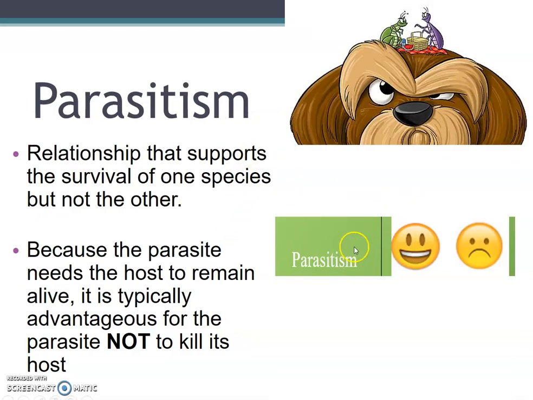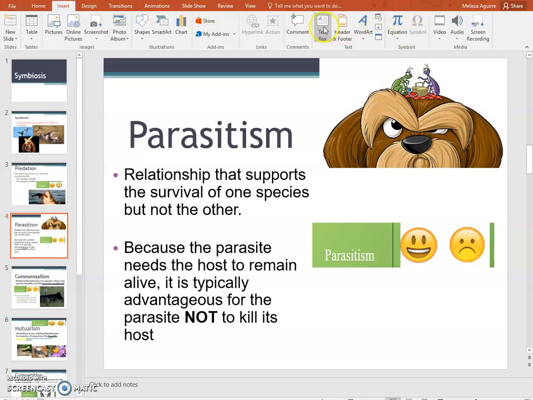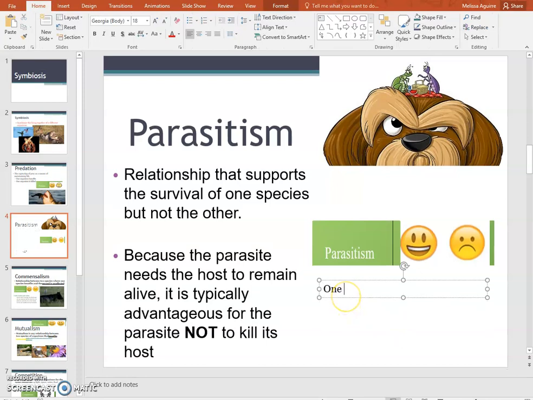So in this relationship, what I would write is, I think it would be important to say that one benefits and the other does not benefit, right? The other one is harmed. So in this scenario, I would actually put another text box here. Let me see if I can add that to it. Insert text box. So this is actually what I would put in my notes. One organism benefits.